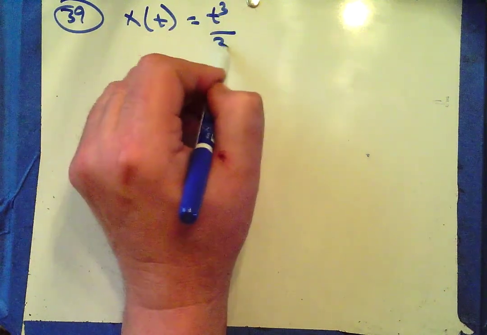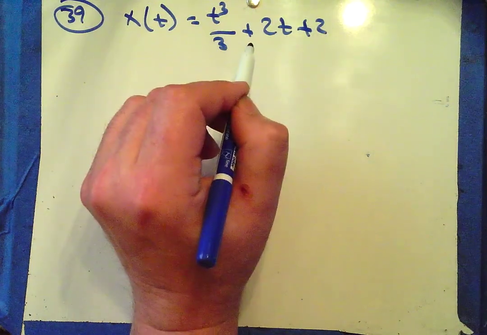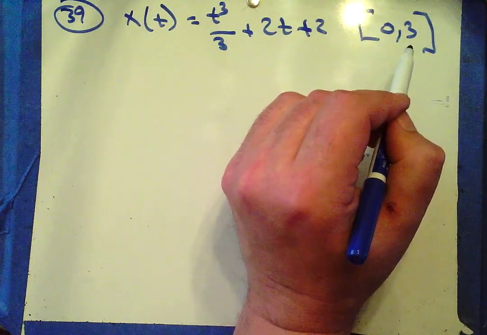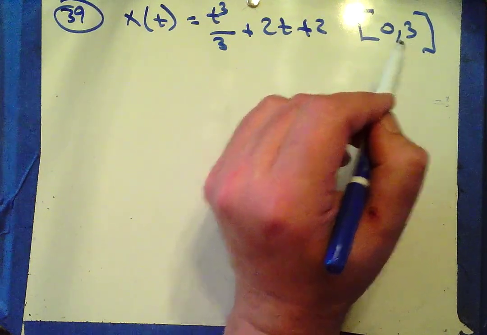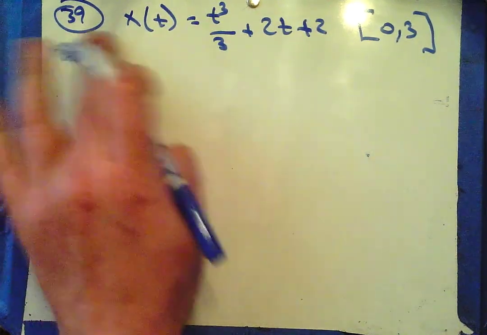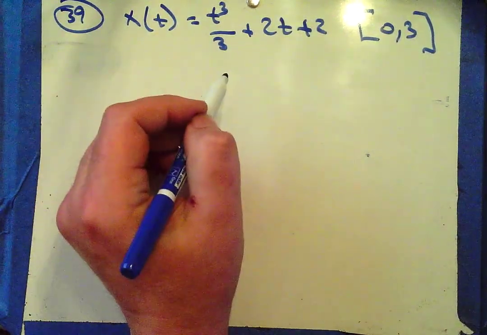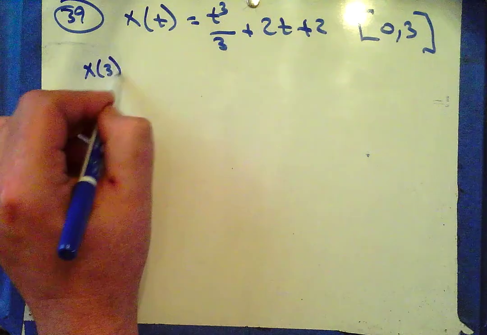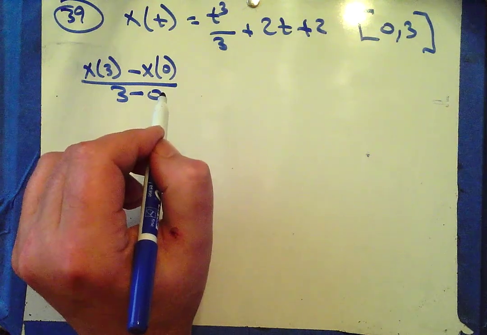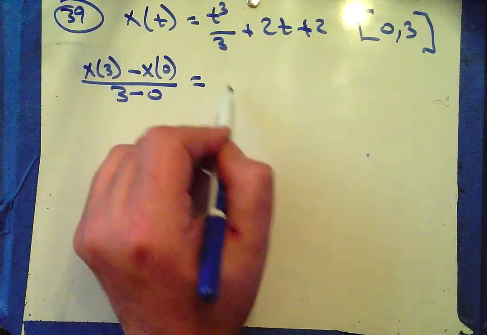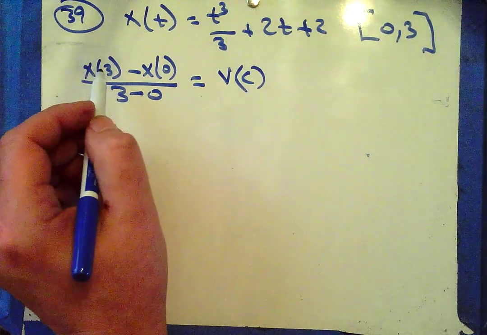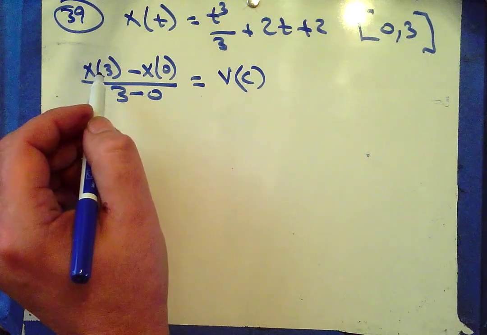x equals t to the third over 3 plus 2t plus 2. For what values on the interval 0 to 3 will the instantaneous velocity of the particle be equal to the average velocity of the particle? Okay, so v of t. Oh, average velocity is the average rate of change in position with respect to time. So that's x of 3 minus x of 0 over 3 minus 0. And we want to know when the velocity, when v equals that. Okay, so let's find x of 3 minus x of 0.